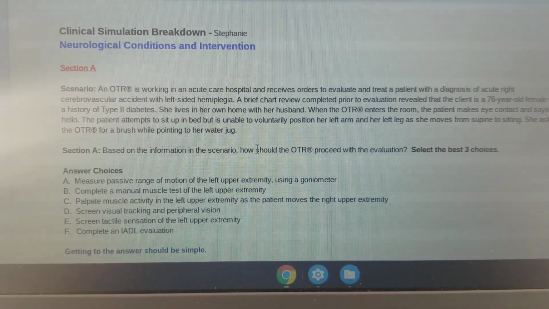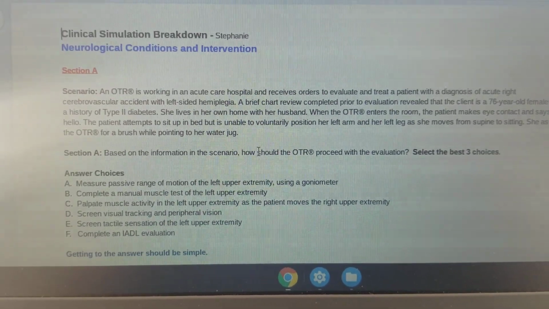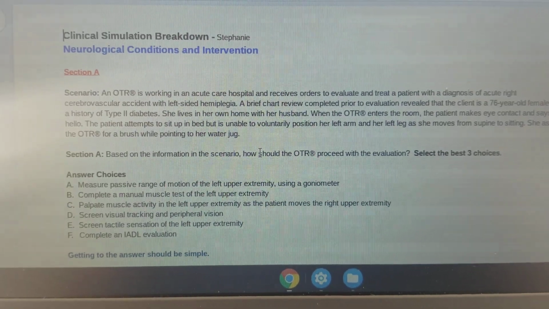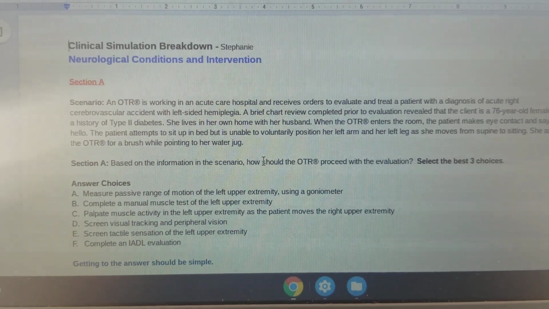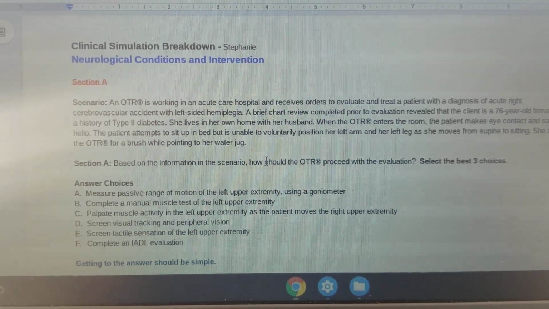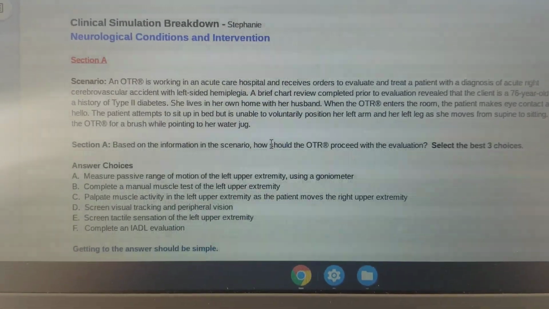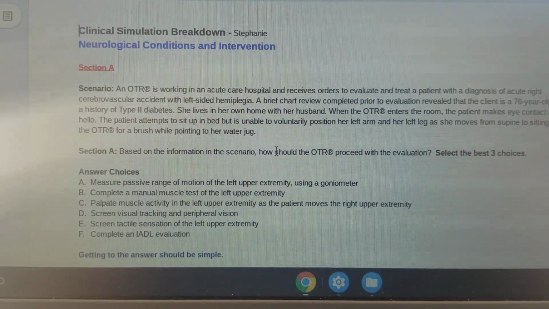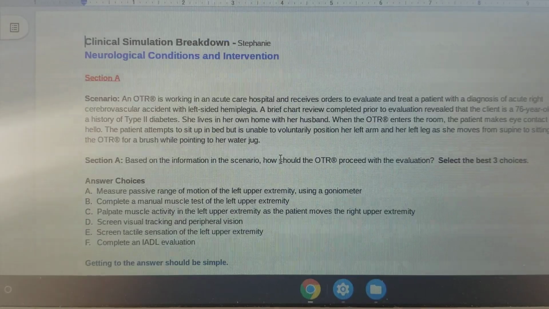When the OTR enters the room, the patient makes eye contact and says hello. The patient attempts to sit up in bed, but is unable to voluntarily position her left arm and her left leg as she moves from supine to sitting. She asks the OTR for a brush while pointing to her water jug. So in section A, based on the information in this scenario, how should the OTR proceed with the evaluation? So we need to select the best three choices.